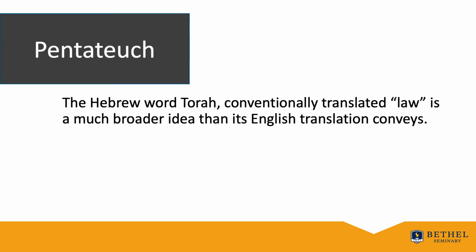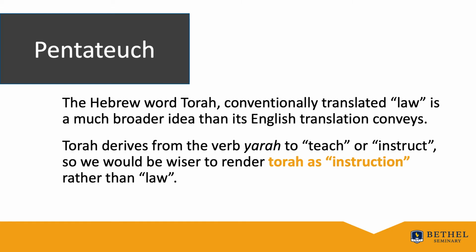Jews call these 5 books Torah, which is often rendered as law in English, as it is called nomos in Greek in the New Testament. The Hebrew word Torah, conventionally translated as law, is a much broader idea than its English translation conveys. Torah derives from the verb yara, which means to teach or instruct. So we would be wiser to render Torah as instruction rather than law.